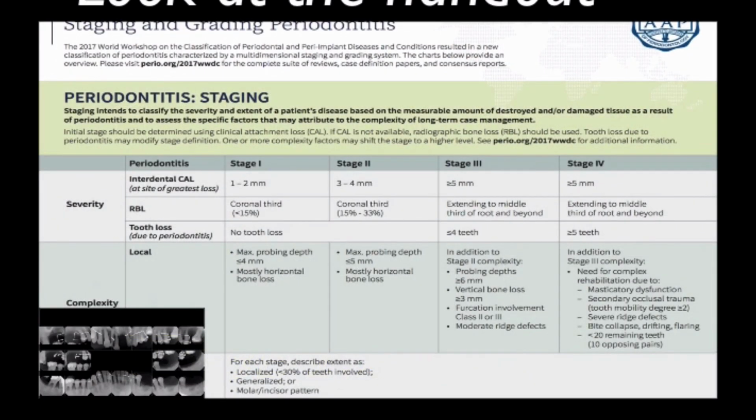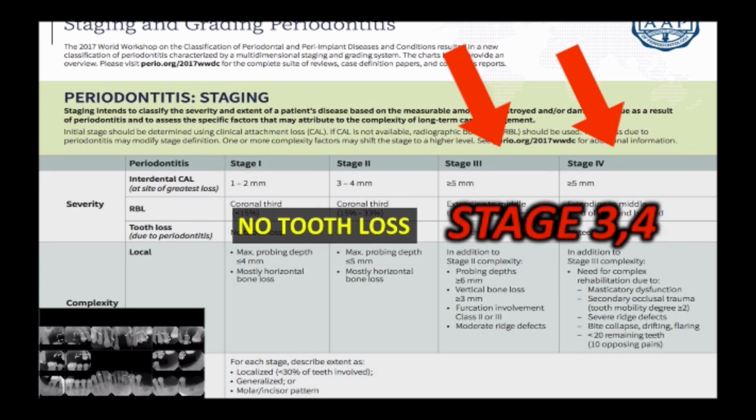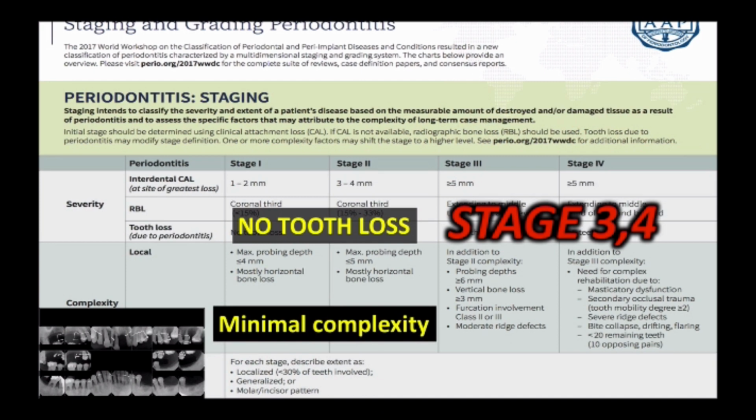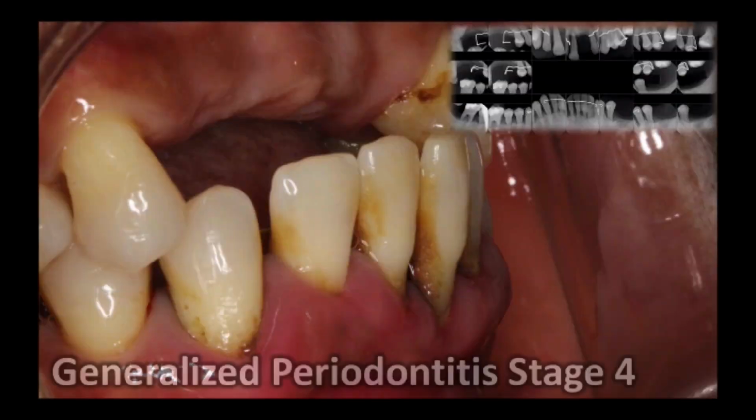Okay, so if we look at our cheat sheet, we have severe bone loss to the lower 2/3, so it's either 3 or 4. Okay, 1 or 2, there's no tooth loss. This patient is going to lose multiple teeth. The case is going to be quite complex, high complexity case. So this patient has generalized periodontitis stage 4.